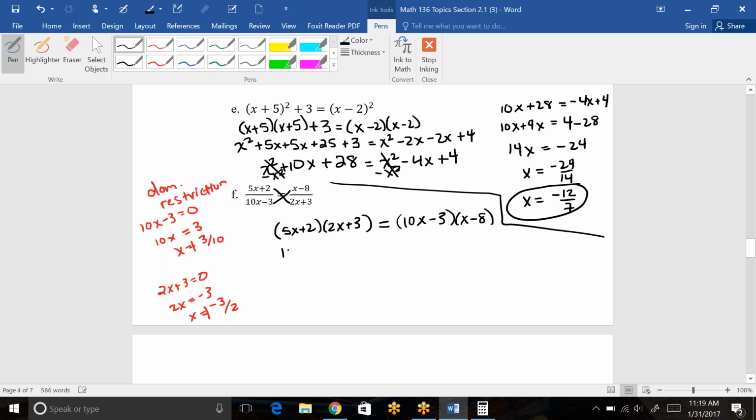So 5x times 2x is 10x squared. 5x times 3 is 15x. 2 times 2x is 4x. 2 times 3 is 6. 10x times x is 10x squared. 10x times -8 is -80x. -3 times x is -3x. -3 times -8 is +24. Combine our like terms in the middle of each side, so that's 19x.